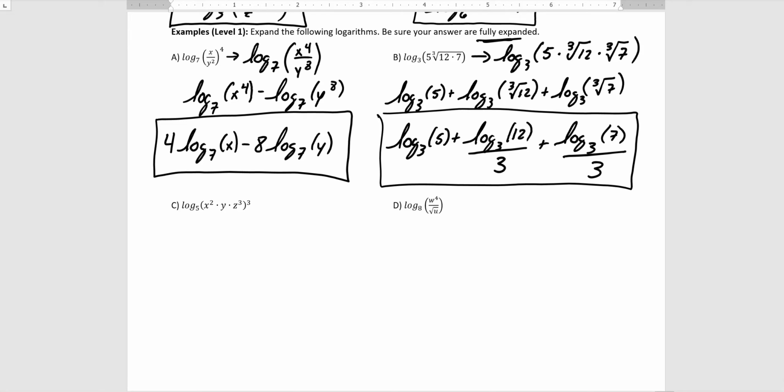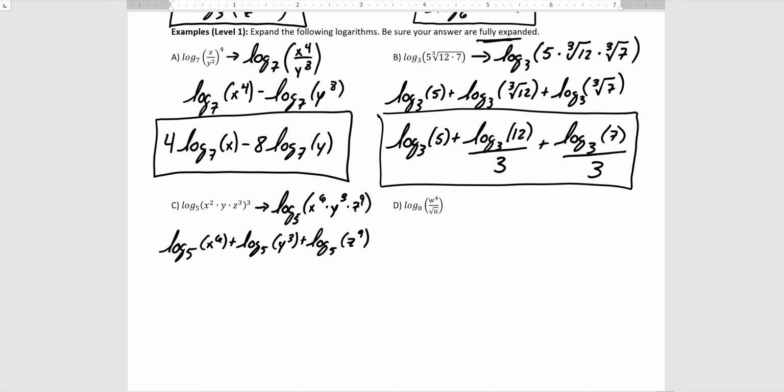All right, let's check out how we did with C and D. So first thing I'm looking at letter C, log base 5. I see this to the 3rd, so I'm going to go ahead and push that 3 into everything. So I'm going to have log base 5 of x to the 6th times y to the 3rd times z to the 9th. Remember, power of power, we multiply. So now I see this multiplication occurring. That means addition. So I'm going to have log base 5 of x to the 6th plus log base 5 of y to the 3rd plus log base 5 of z to the 9th.